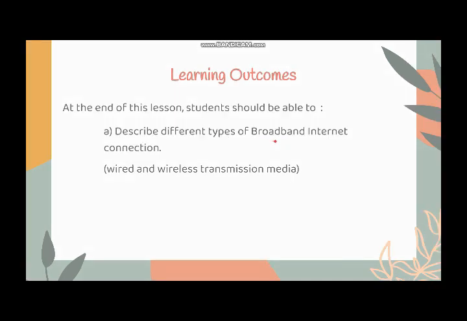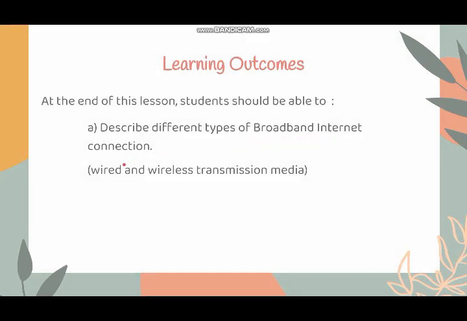Your learning outcomes. So in this subtopic, what you need to know is to describe 3 different types of broadband internet connection, which is dual, wired and also wireless.